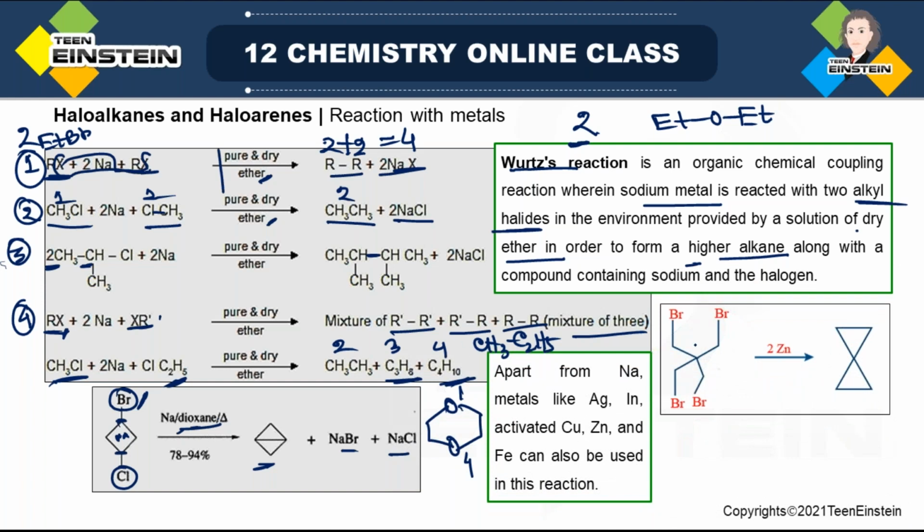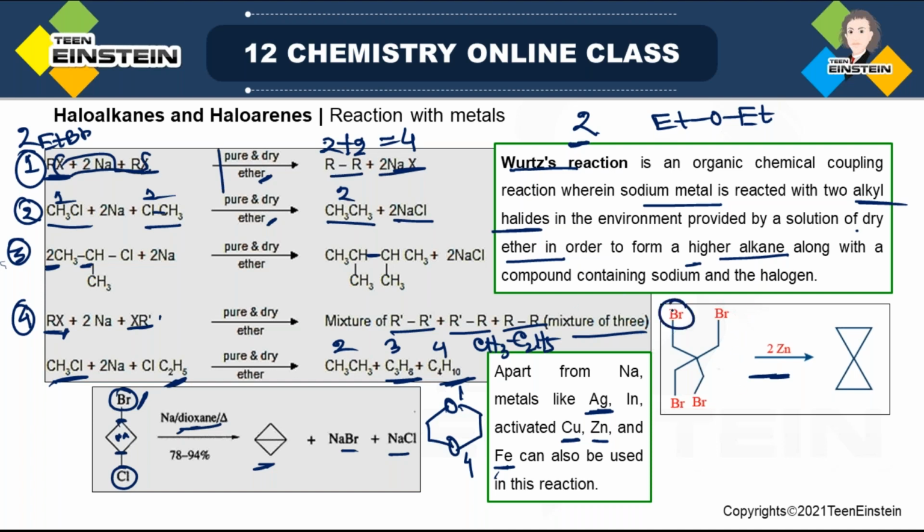Now apart from sodium, you can also use metals like silver, indium, activated copper, zinc, and even iron. So it is not limited to only sodium, though that is the most common, but other types of metals you can also use. So if you are seeing any examples like this, don't think that sodium is not there, so it cannot be an example of Wurtz. No, that is not the case. It can be an example of Wurtz. So you have to check whether there is proper positioning of the halogens.